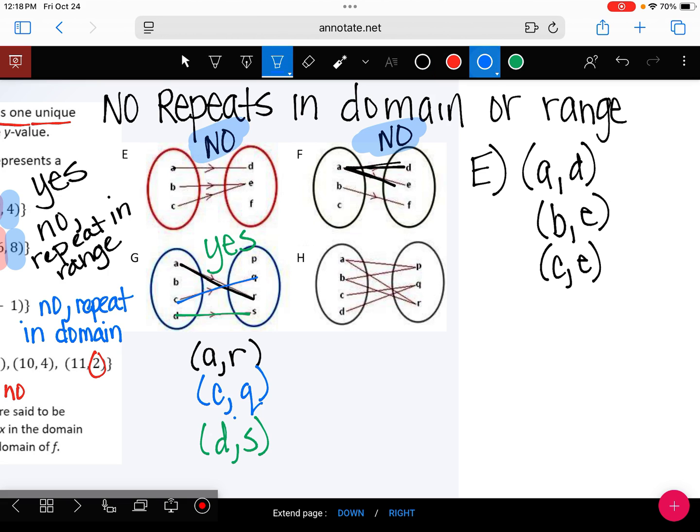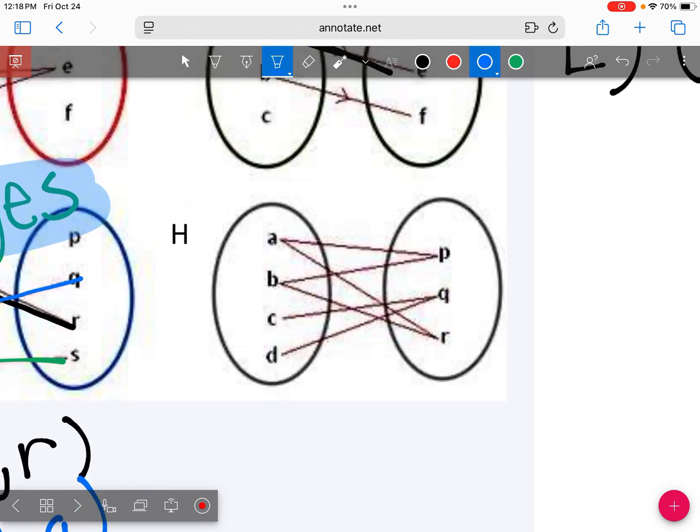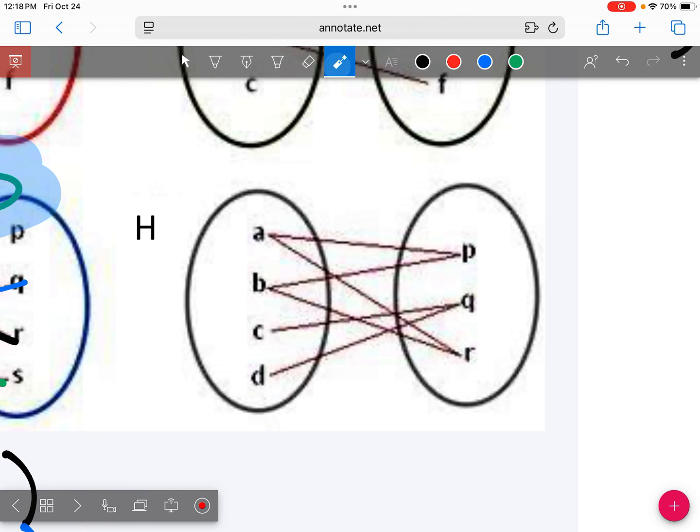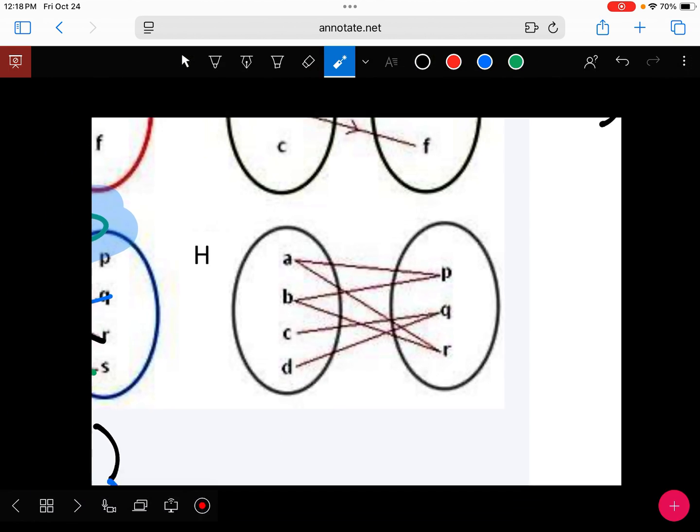And then lastly, H. H has a lot of repeats. If you zoom in here, every time there's a line coming out, see how this has 2 different lines? That means A is appearing twice. So we have A twice, we have B twice. Over here, we have P twice, Q twice, R. So there's just a lot of repeats. So that's a definite no.